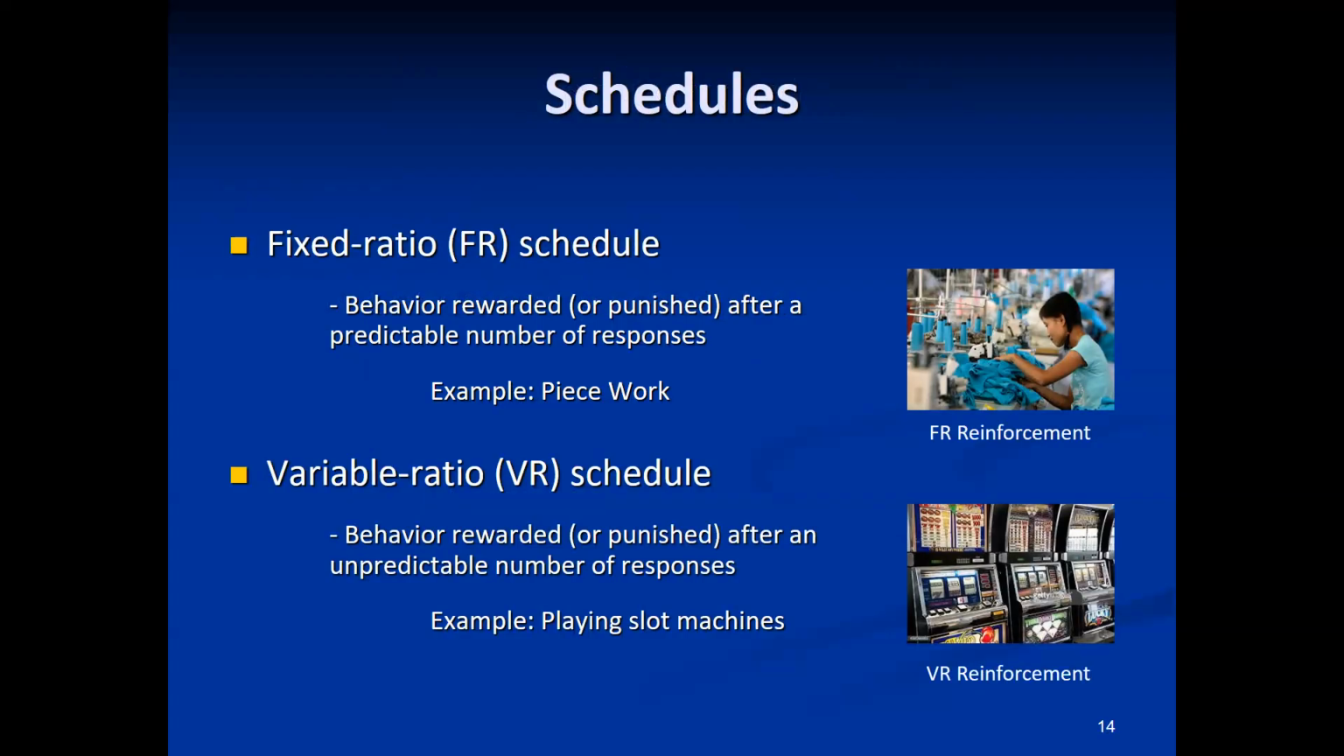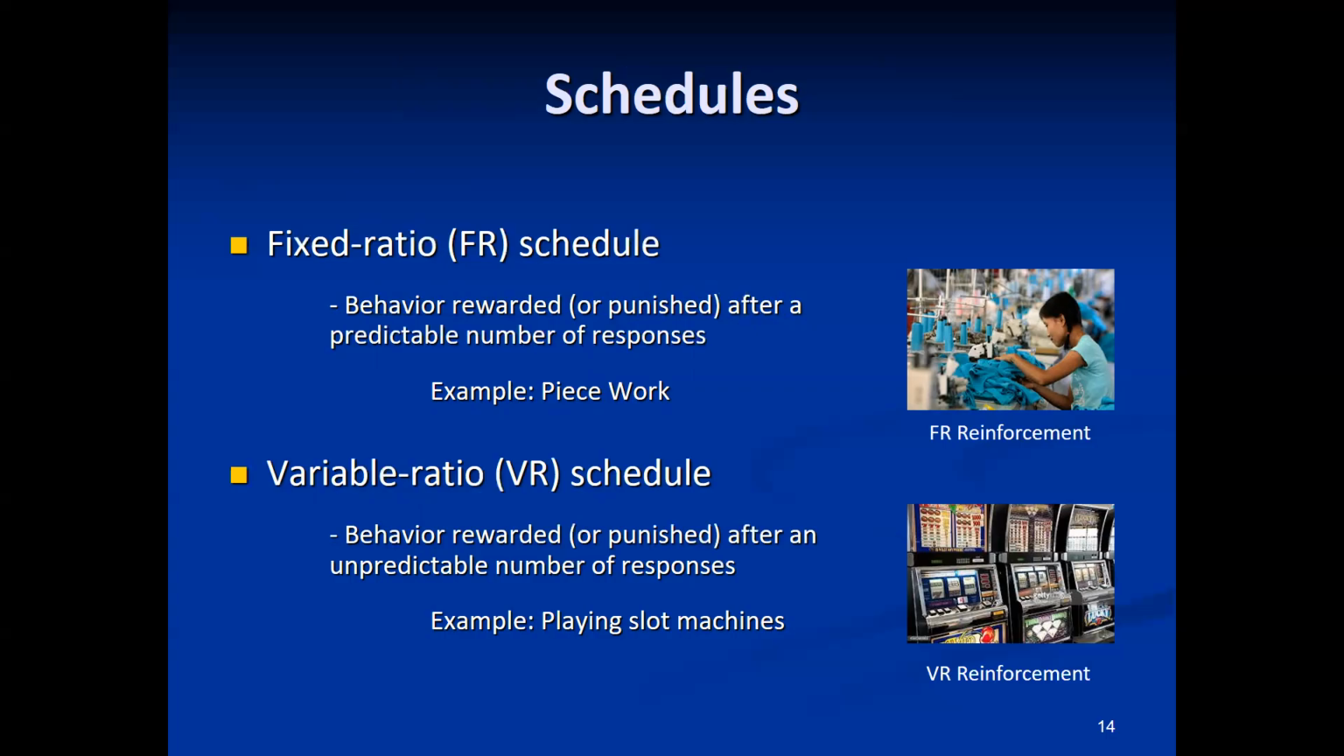Ratio schedules are rule plans based on the number of responses. With a fixed ratio schedule, rewards or punishments are delivered on the basis of the number of target behaviors performed. For example, a production line worker who is paid for every 3 garments she makes would be on a fixed ratio schedule.